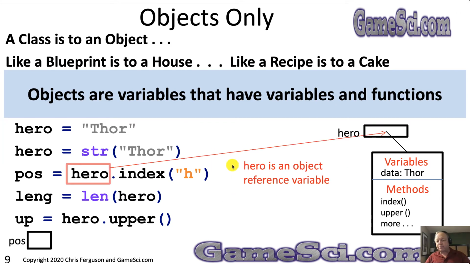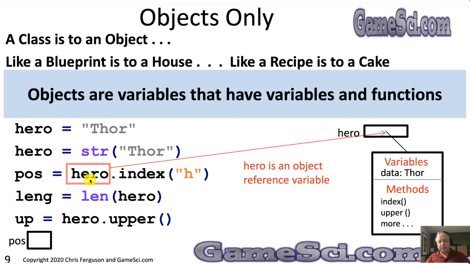Hero is an object reference variable. What does that mean, an object reference variable? As I've explained in previous lessons, in Python, variables refer to or point to objects. You don't store Thor into the hero variable. What you store in the hero variable is a reference to an object that contains the Thor. Hero is a reference variable.